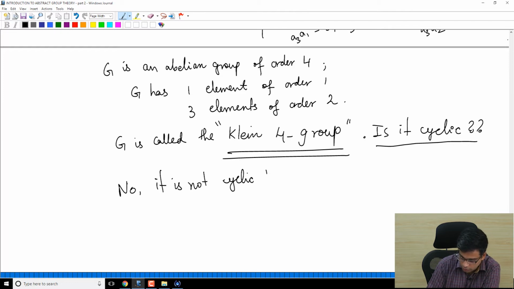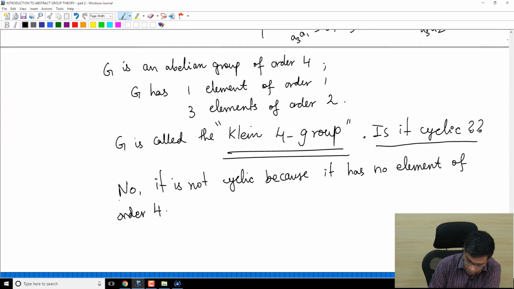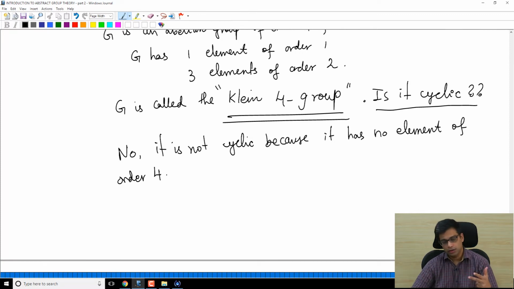because it has no element of order 4, right? In order for a group of order 4 to be cyclic, it must contain an element of order 4. In this case, it does not. So this is another group of order 4. We have seen that there is a group of order 4, namely the cyclic group of order 4. This is a non-cyclic group of order 4, and it's actually an exercise which maybe I'll do later, that up to isomorphism, these are the only two groups of order 4. Both are abelian, one cyclic, the other not cyclic.